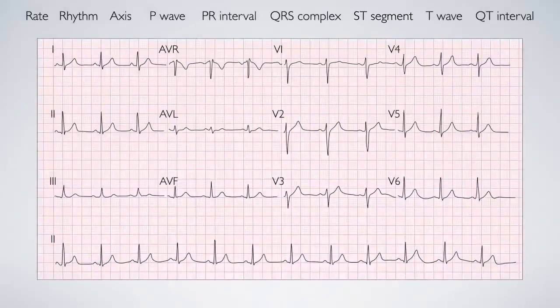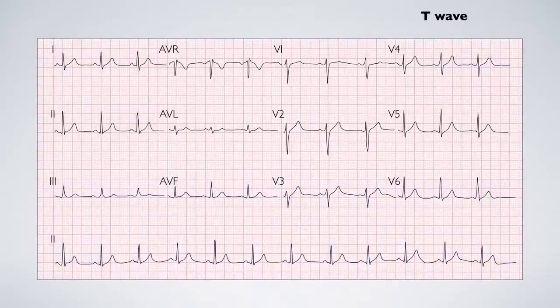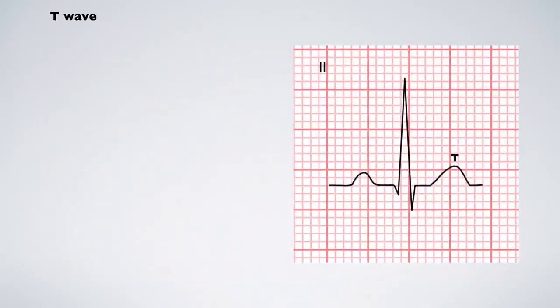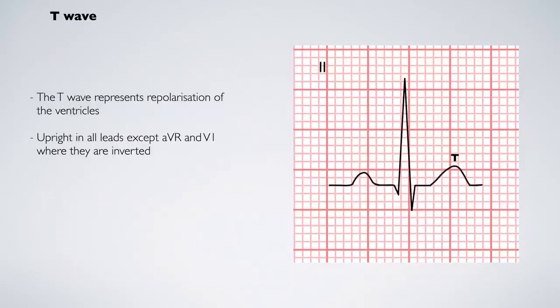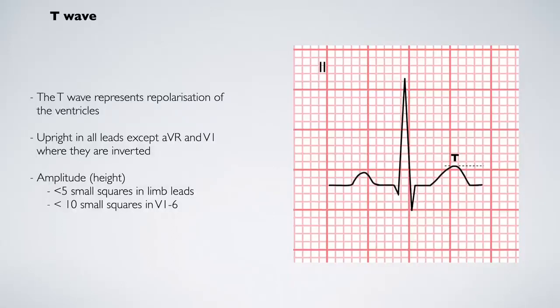Now we move on to T waves. Just like with the ST segment, we scan all territories to evaluate the T waves. T waves represent ventricular repolarization, and they are positive in all leads apart from aVR and V1. In the limb leads, they should have a height of no more than 5 small squares. In the chest leads, the height should be no greater than 10 small squares.